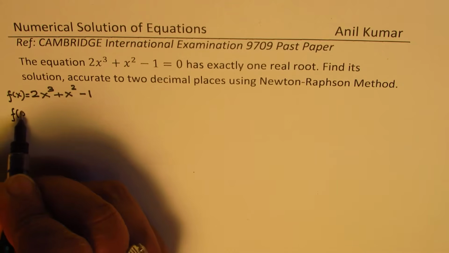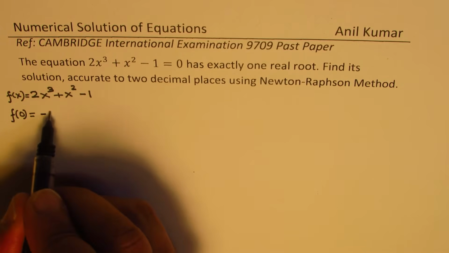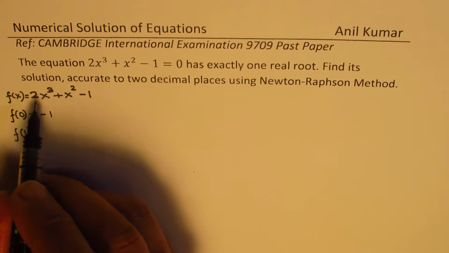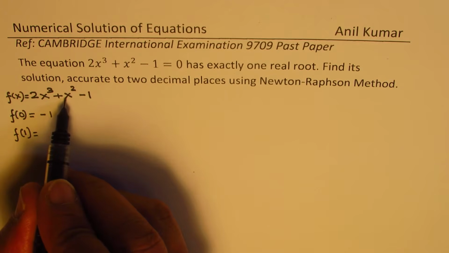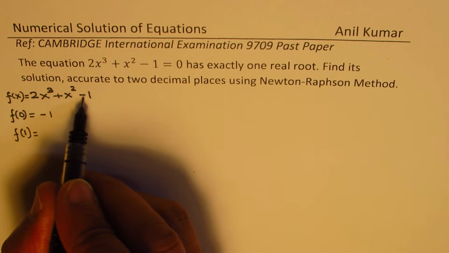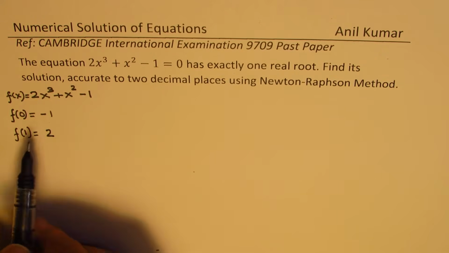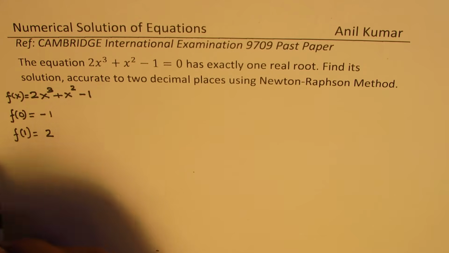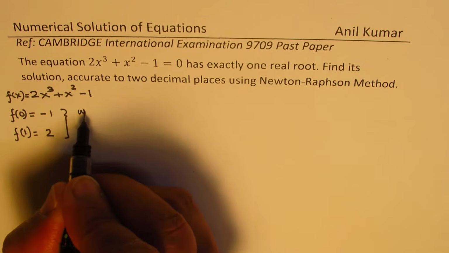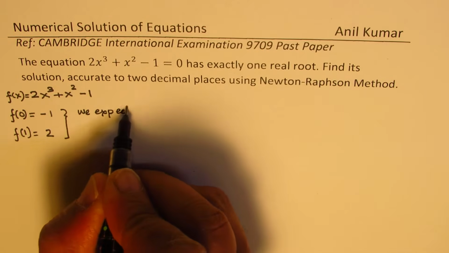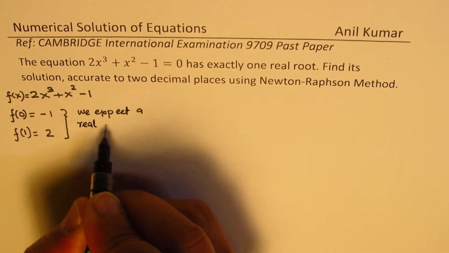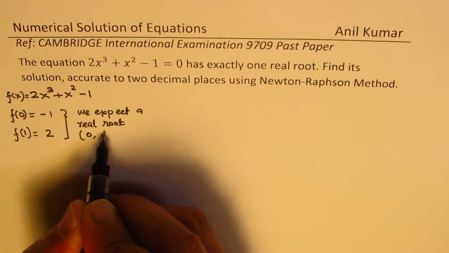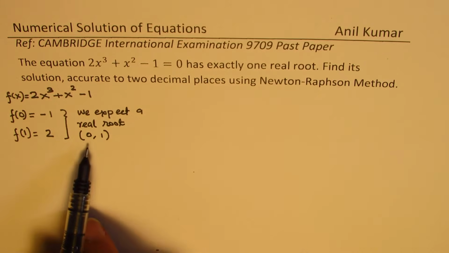So the value of this function at 0 is minus 1, and if I substitute 1 here, then we get 2 plus 1, 3, minus 1, which is plus 2. So we get 2. Now since the function goes from negative to positive, that means we expect a real root in this interval, right? From 0 to 1, correct? Within this interval, we expect a root.